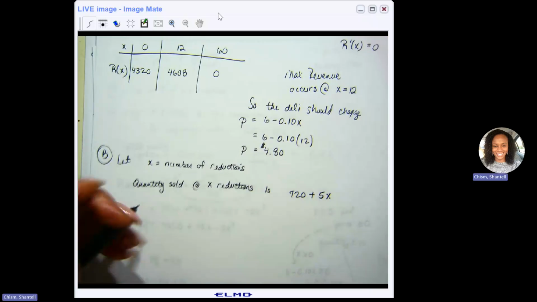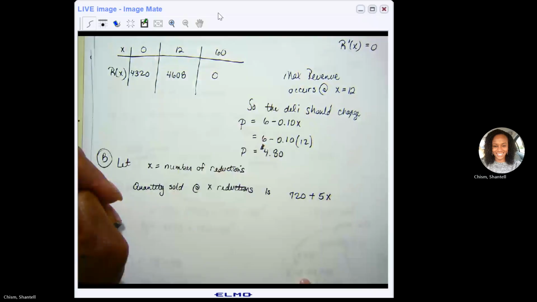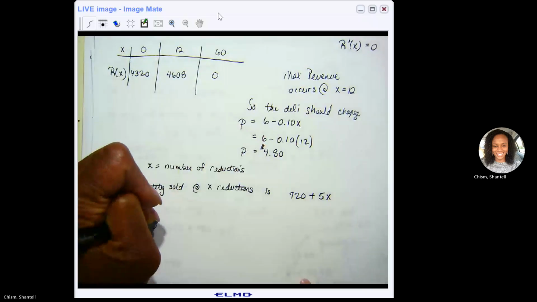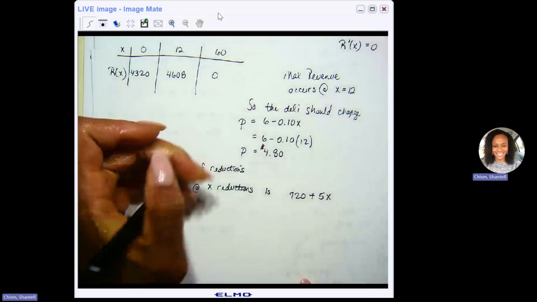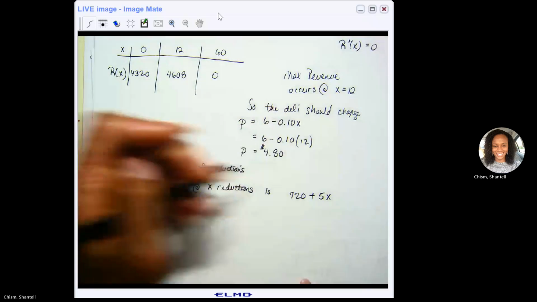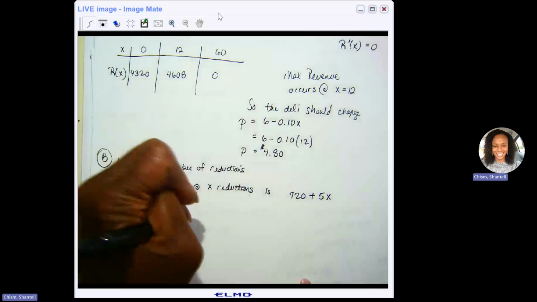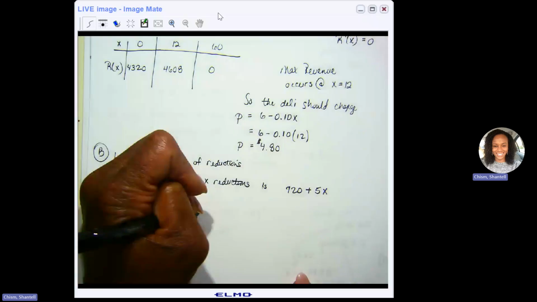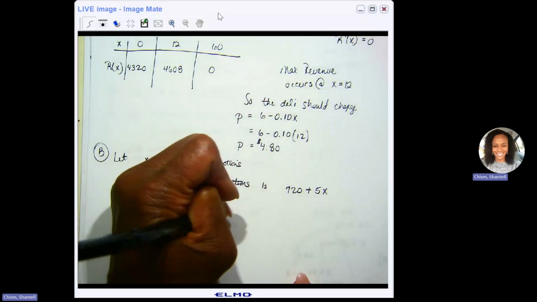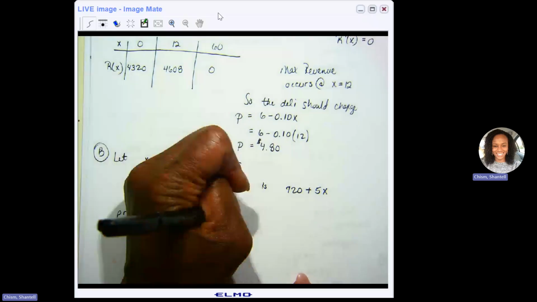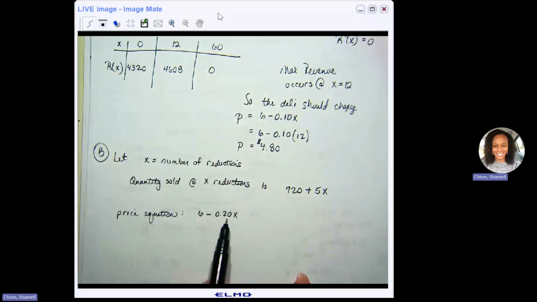Then our new price equation, so this is the quantity equation. Our new price equation will be 6 minus this new 20-cent reduction. So as X increases, as the number of reductions increase, 20 cents gets taken away or deducted or subtracted from this original cost. So the more X's are sold, the more deductions will be made from that price.